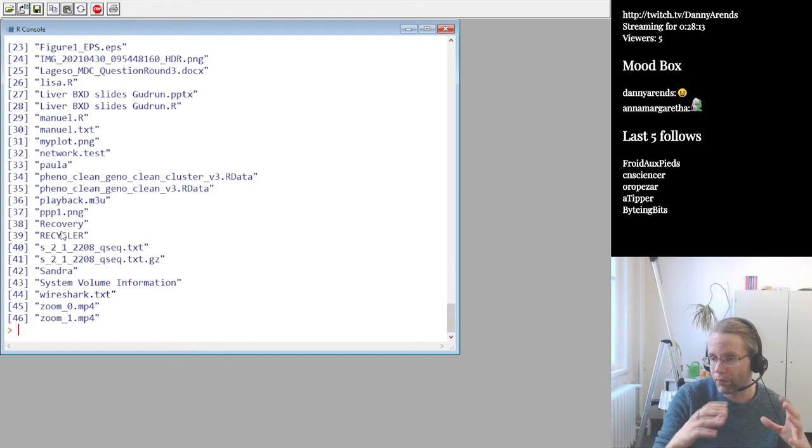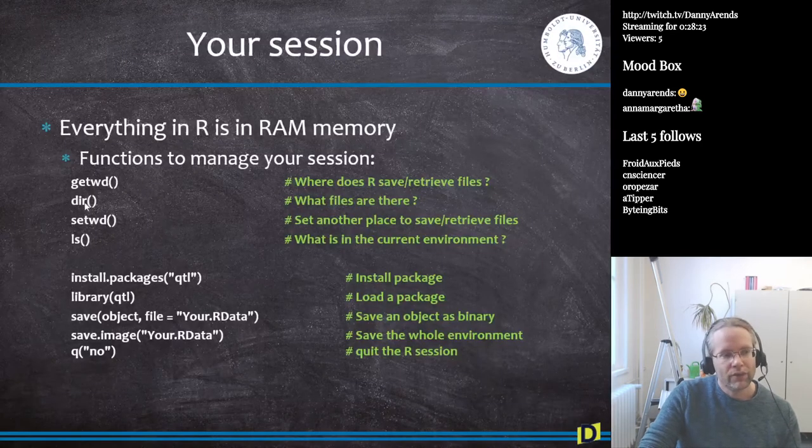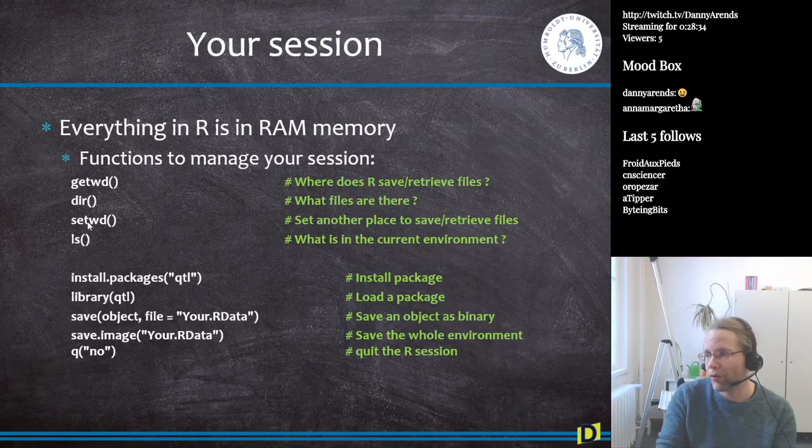But so you have to manage where you are. You have to tell R explicitly to go to a different directory to load or save files there. So you have get working directory, to know where you are on your hard drive. You have dir to see which files are there. You have set working directory if you want to go from where you are now to somewhere else.